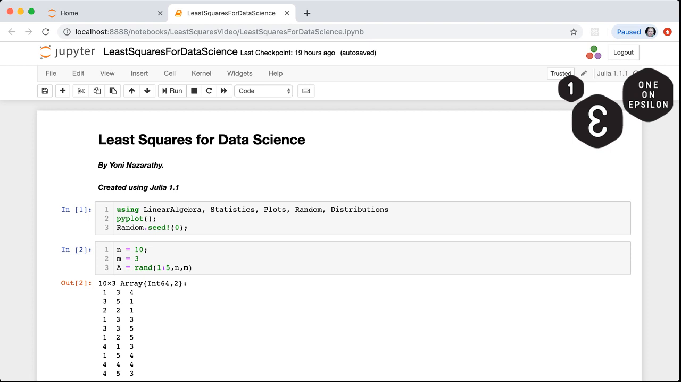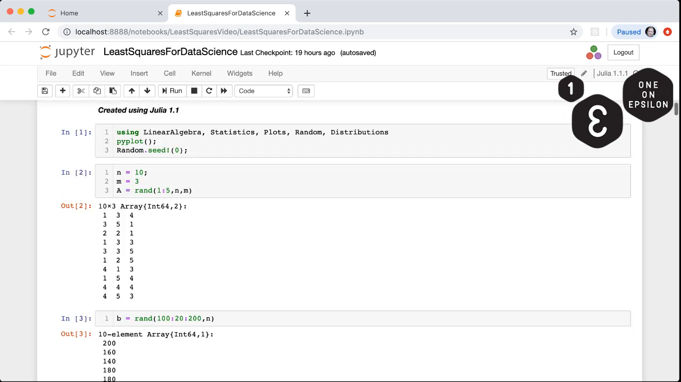I'll be speaking about least squares for data science. This is a Jupyter notebook created using Julia 1.1. I will simply overview the main story and highlight what is in this notebook.